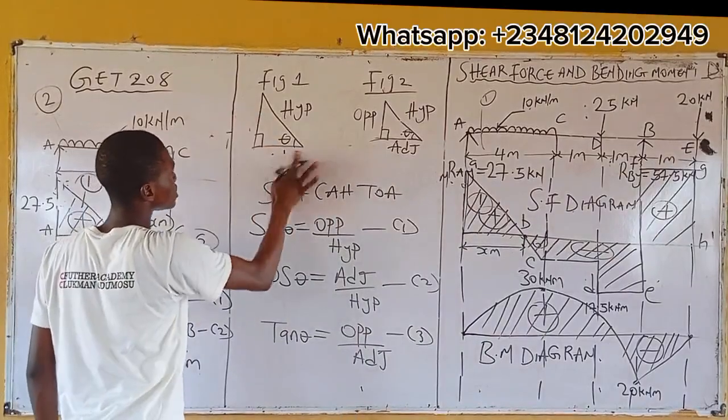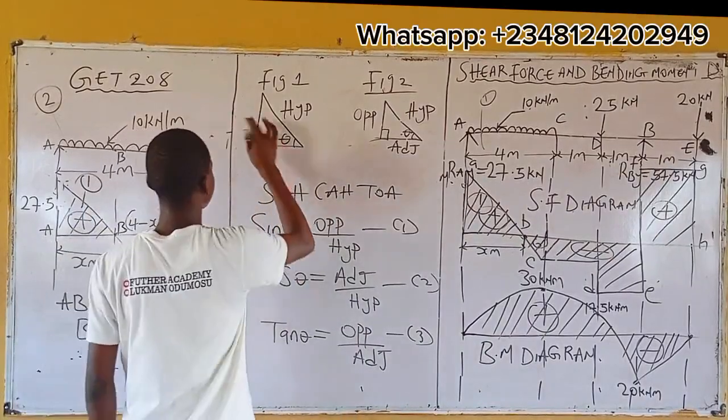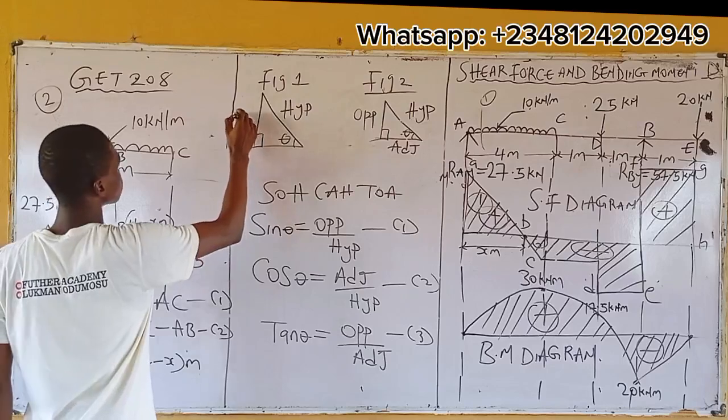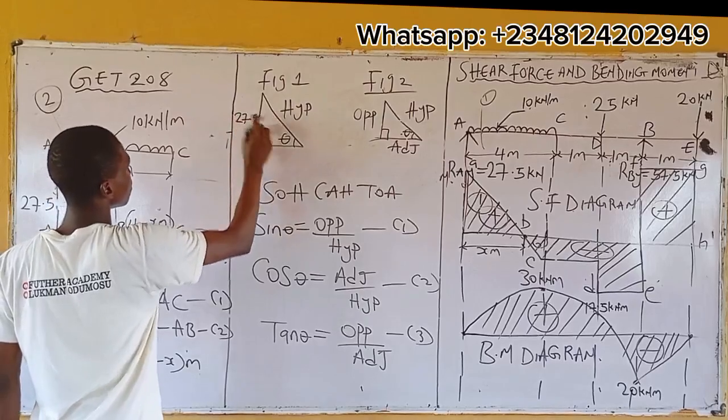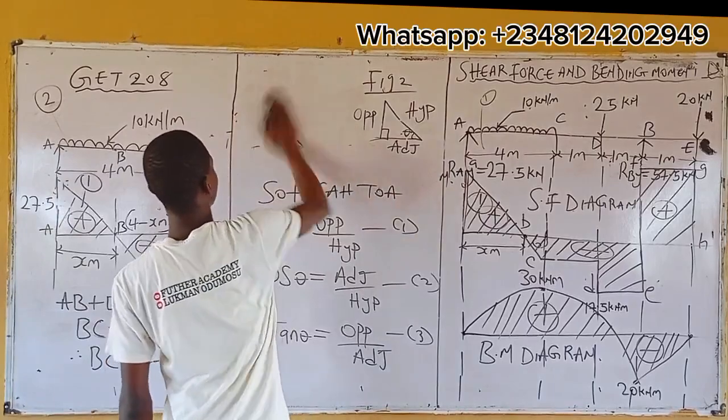In this case now, let me write the values that you guys got for me. This is your figure 1, right? By figure 1, what do I have here? 27.5. Let me make this bigger.